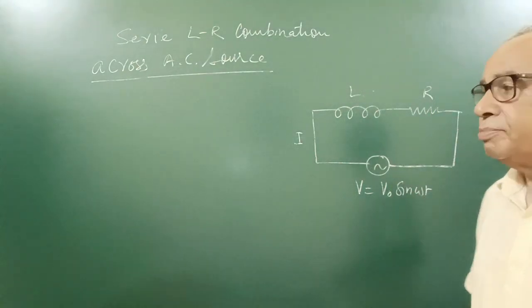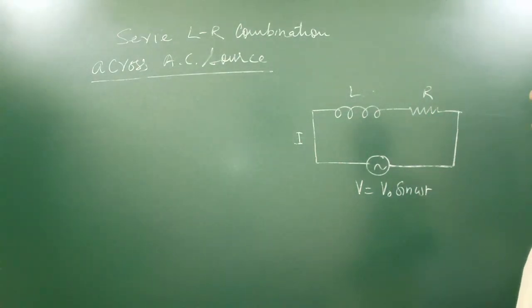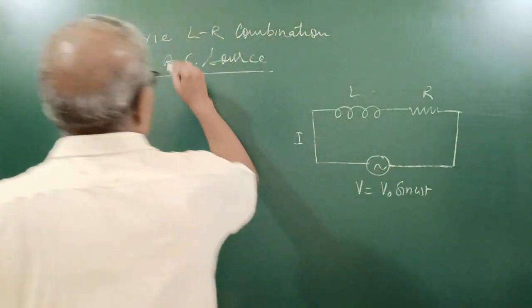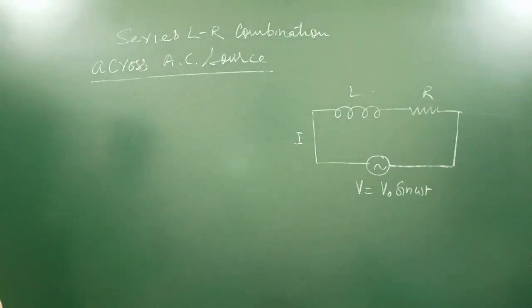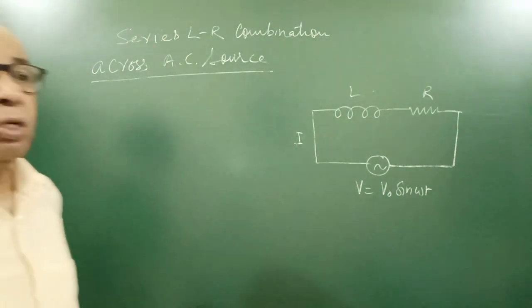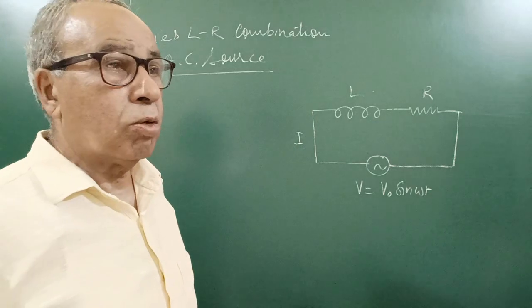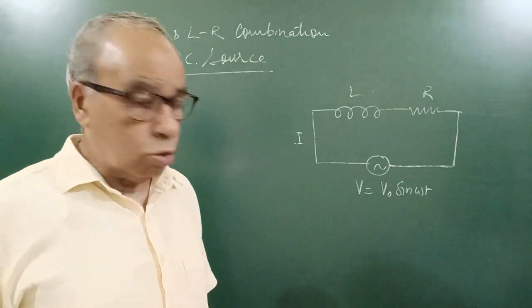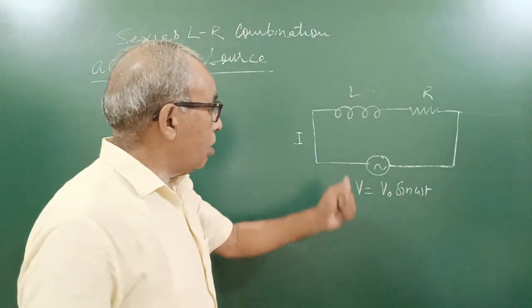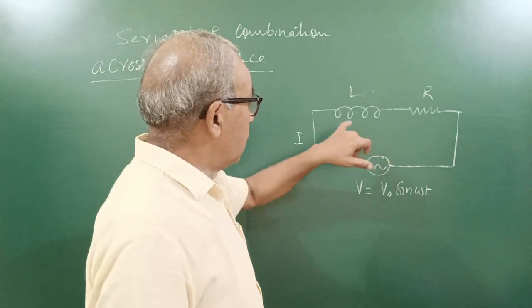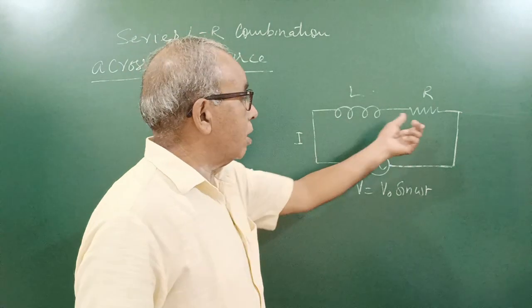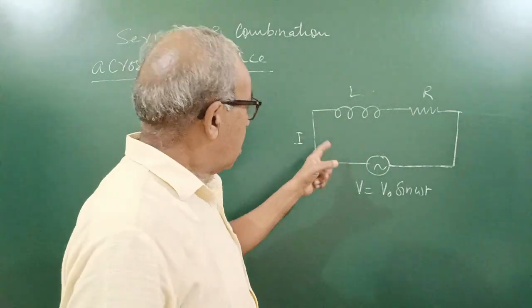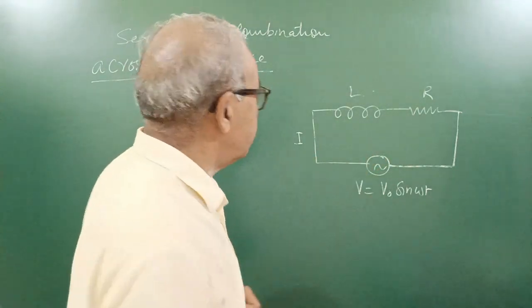Here today, I am taking the topic series LR combination across AC source. Series LR combination across AC source. In this figure, a combination of inductor and resistor, that is, solenoid and conductor, are connected across a source.